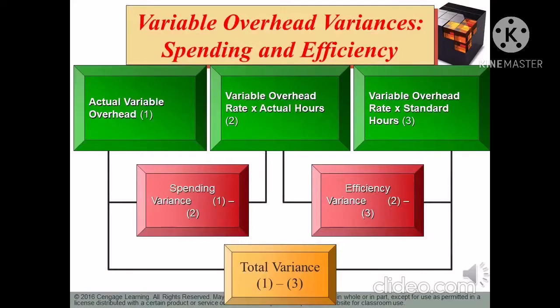Next, we move to variable overhead variances. We're going to find spending and efficiency. It's the same as material and labor, where we have two ways to calculate the variance, either using table form or using formula. The same way we apply using table form, we're going to find actual variable overhead, actual hours, variable overhead rate, and standard hours. All of this information will lead you to the answer for spending variance, efficiency variance, and total variance. It can also help you to find the answer using formula.